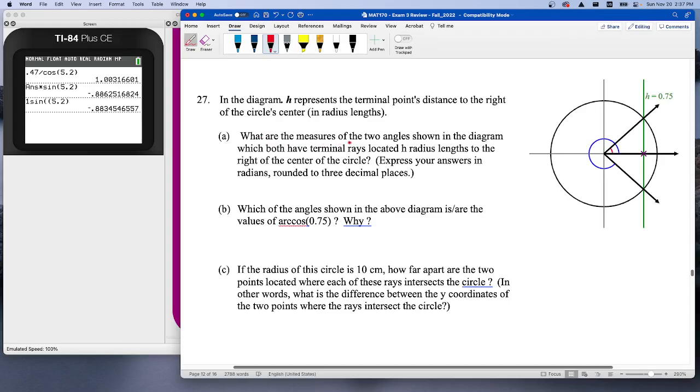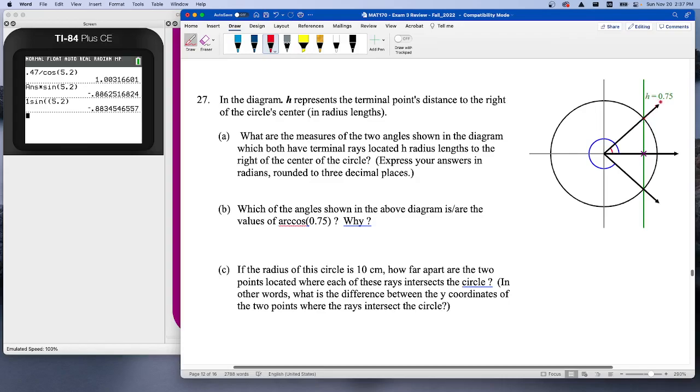What are the measures of the two angles shown in the diagram, which both have terminal rays located h radius lengths to the right of the center of the circle? Express your answers in radians rounded to 3 decimal places. Okay, so the red angle here, so this one, which ends up here.